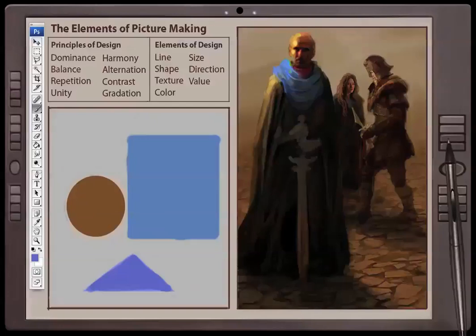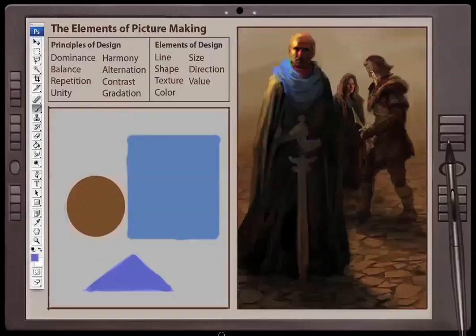When a discord is introduced into a picture, it's usually kept very small. But even strong contrasts need to be integrated. Otherwise, they remain isolated from the rest of the composition and are not united with it. They will then seem out of place.